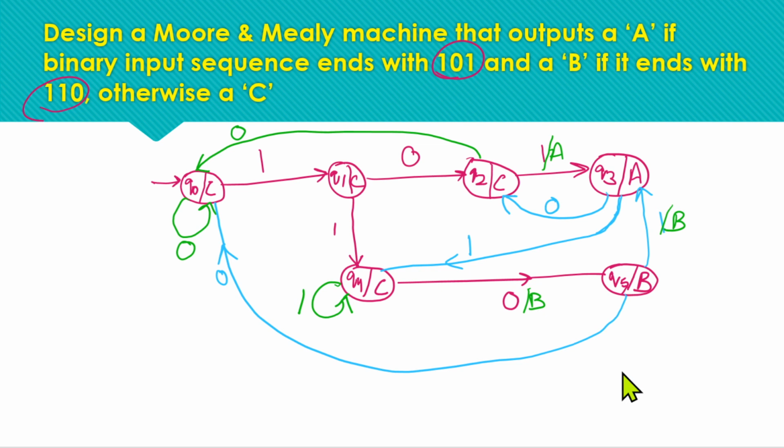For the rest of the transitions we just need to mark the output as C, because for all other transitions we have the output C. I am not completing it, you can complete it by yourself. So this is the way we have to draw the Mealy machine and the Moore machine for ending patterns, and even for counting the number of ones, meaning even or odd.